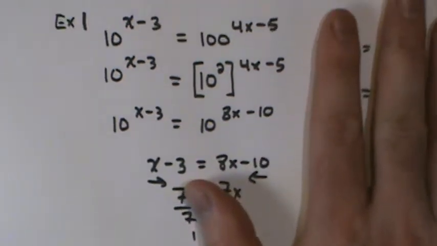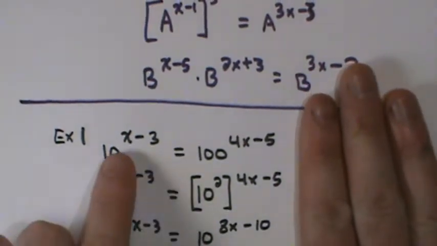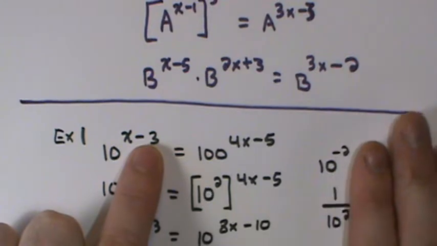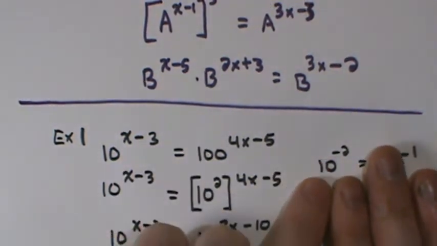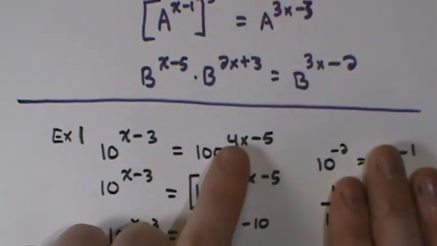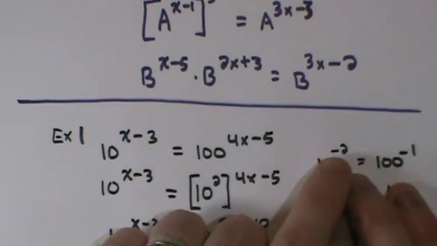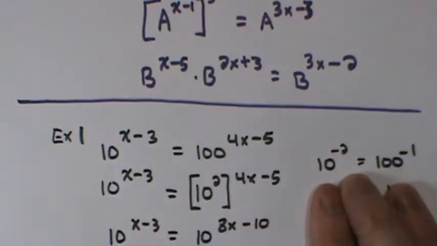Now I can check my work by simply coming up here and plugging the 1 in for the x. 1 minus 3 is negative 2, so I got 10 to the negative second. And then 4 times 1 is 4. 4 minus 5 is negative 1. So I got 10 to the negative second equaling 100 to the negative first.